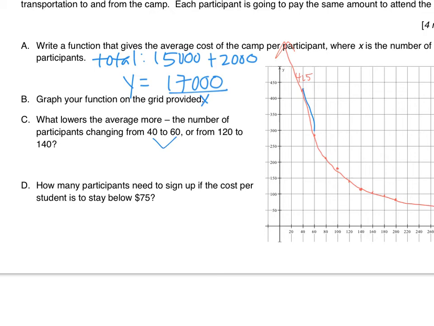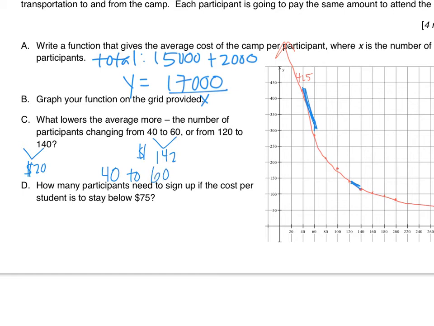If we subtract the two values at 40 and 60, we get $142, dollars per student difference. The jump from 120 to 140, well, if we look at that little part of the line, that's not nearly as steep as this part of the line here. So the jump from 120 to 140 there was only about $20, whereas it got $142 cheaper before. So we save more money going from 40 to 60.